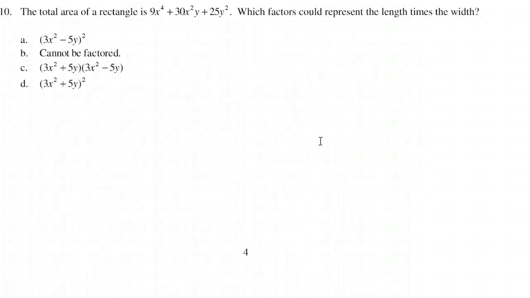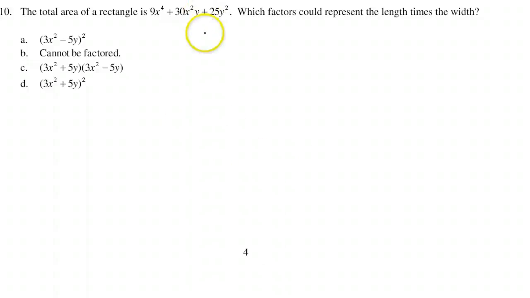So it says the total area of a rectangle is 9x to the fourth plus 30x squared y plus 25y squared. Which factors could represent the length times the width? So remember, whenever we're talking about area or volume, we're always multiplying the length times width times height. So when I'm trying to separate those out to something times something, remember that something times something just means factor it out. So that's all we're doing with this, is factoring it out.